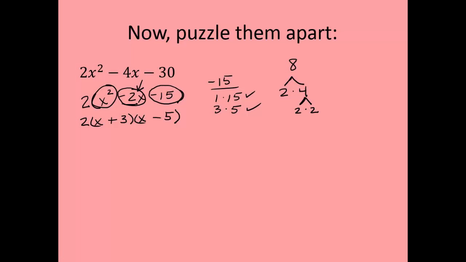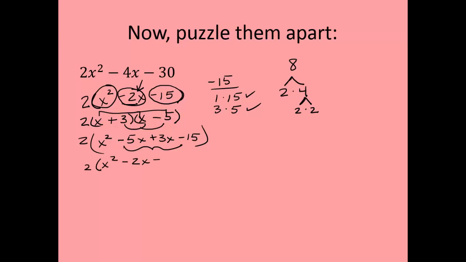And you can check it to see if it works. If you multiply this back together, we get x squared minus 5x plus 3x minus 15, and all of that is times 2. But first, let's combine like terms. So 2 times x squared minus 2x minus 15. I know that looks like a z, but that's how my 2's are. And then we multiply everything by 2. 2x squared minus 4x minus 30.